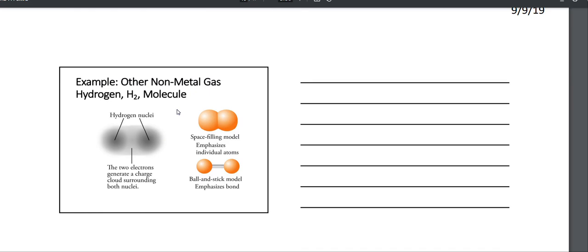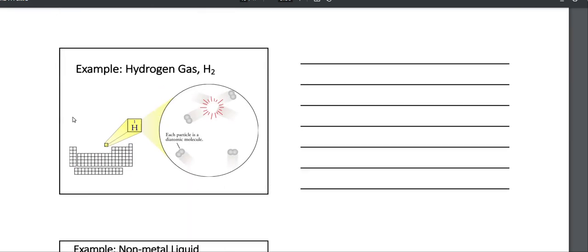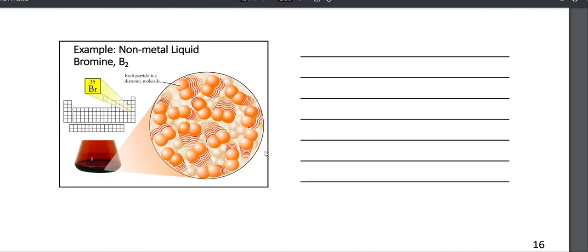And when we say symmetrical, that means you have hydrogen on both sides, you have oxygen on both sides, and you don't have two different atoms. Okay, so they're both the same. Example of hydrogen gas: obviously, this is where it's located in the periodic table. It's considered a nonmetal. Each particle is a diatomic molecule. Okay, and because it's a gas, the particles are far apart from each other, as we talked about with gases earlier.